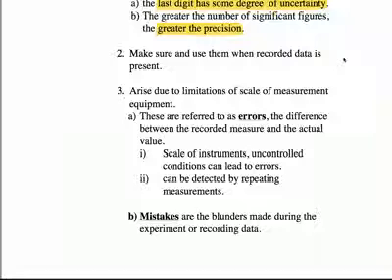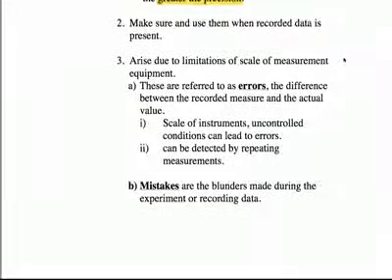Anytime we record data, as a result, we're going to have to use the significant figure rules. And they arise usually due to limitations of the equipment given in our experiments. So we refer to these limitations as errors. And the errors are going to be the difference between the recorded measure and the actual value.